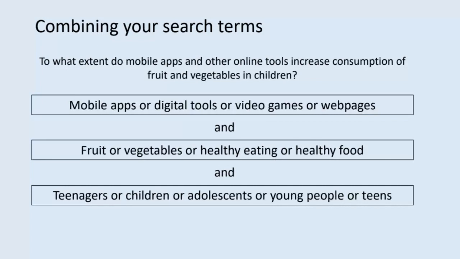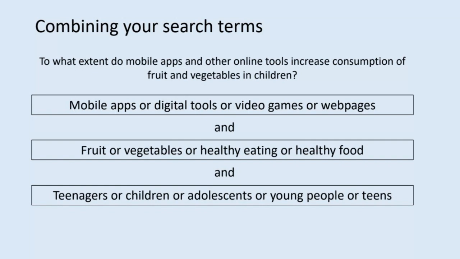And then we combine our concepts using and, because now we're trying to focus in on just those papers that cover mobile apps and fruit or vegetables and teenagers or children or adolescents, etc. So always use or to combine your synonyms, and always use and to combine your concepts.